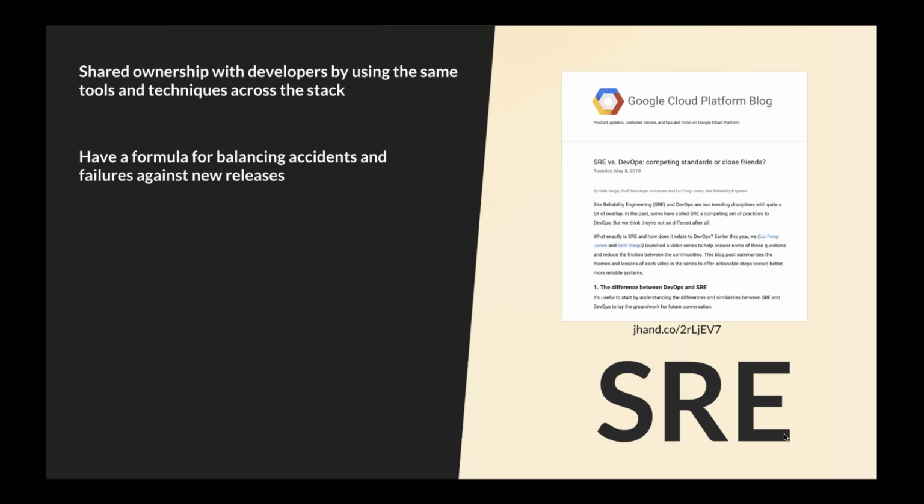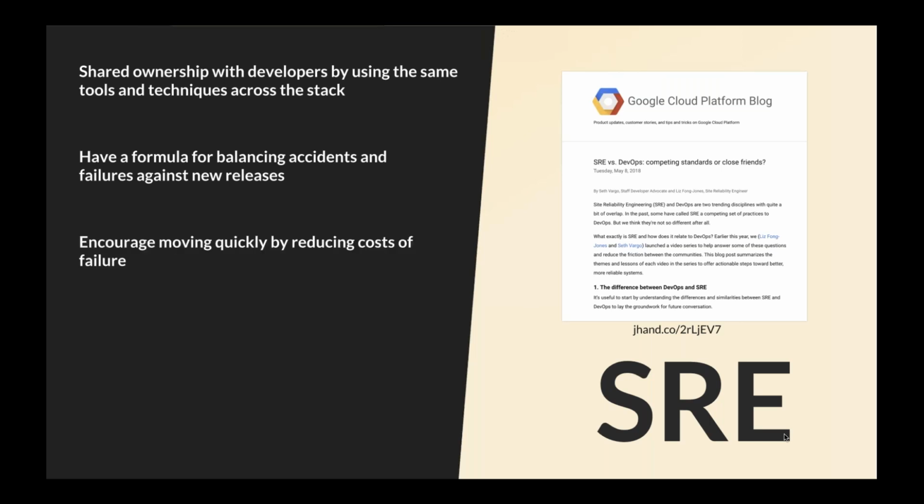We also want to start creating a formula for balancing these accidents with new releases. Whenever there's a new deployment, maybe there's going to be a problem right after that. Again, going back to the fact that there's going to be failure, we now have different ways that we can balance those failures. When we deploy, we are ready for it because we're doing it so often now. We have high confidence in what we're looking for and how we can address those problems as they come up.